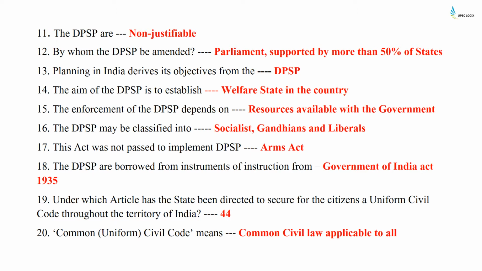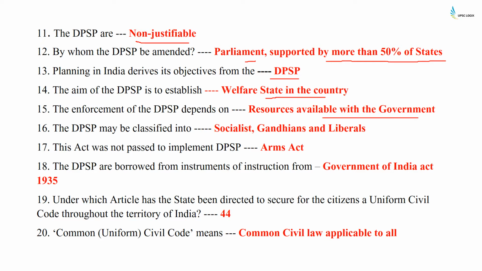So these are some of the features of the directive principles of state policy. They are non-justiciable in nature. They can be amended by the Parliament, supported by more than 50% of the states. The planning in India derives its objectives from directive principles of state policy. The aim of DPSP is to establish a welfare state in the country. The enforcement of directive principles of state policy depends on resources available with the government.